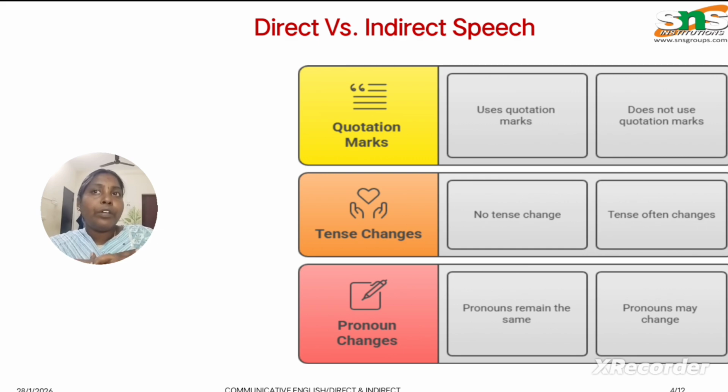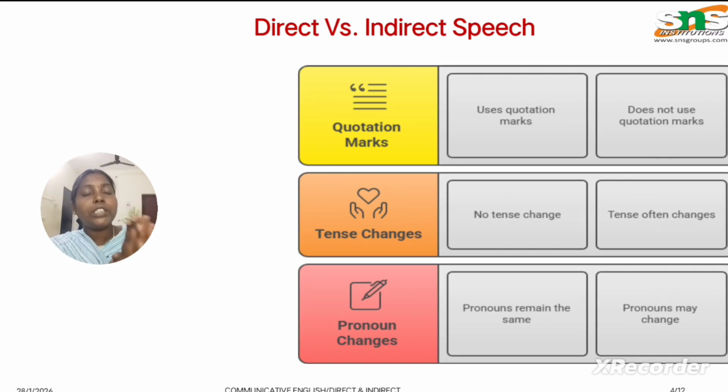What kind of tense changes will occur? If your sentence is in simple present tense, it goes to simple past tense. If it is in present continuous, it goes to past continuous. If it is in present perfect, it goes to past perfect. Ma'am, if everything comes under past tense, what am I supposed to do? A simple past tense can be transformed to past perfect, past continuous can be transformed to past perfect continuous, and the future tense will can be changed into would, and shall can be changed into should. So this is all about direct and indirect speech.